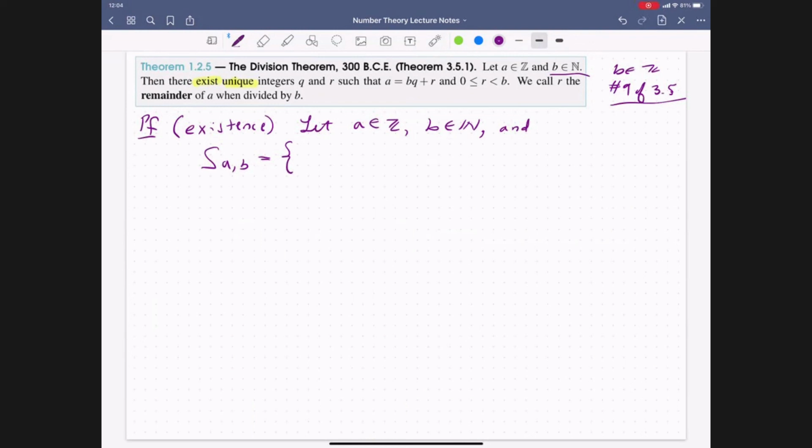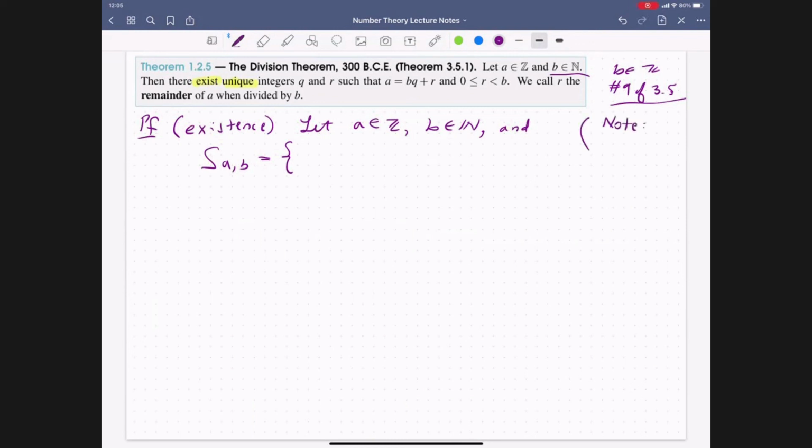In the previous argument with the well ordering principle, we established a set based on a contradiction argument. In this situation, we are not going by contradiction. We're going to be approaching this directly to show existence. So what we are going to do is define a set based on a and b. And so we're fixing the integer a and the natural number b. And based on those two quantities, let me write this over here as a note.